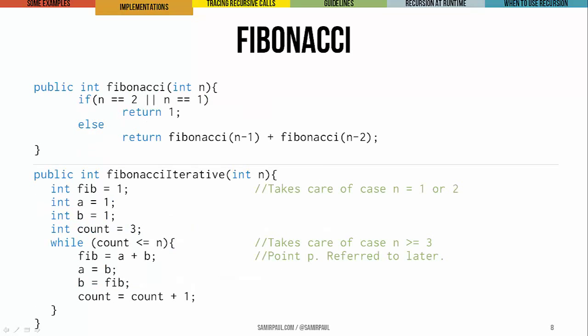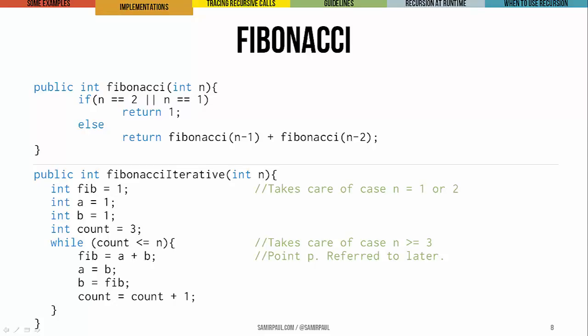As another example, here's an implementation of Fibonacci. You have the recursive implementation on top and the iterative version on the bottom. You can see the recursive version is a really beautiful definition. It's just so clean and lovely. The iterative version is a little clunkier. It's a bit longer. It's not as nice.